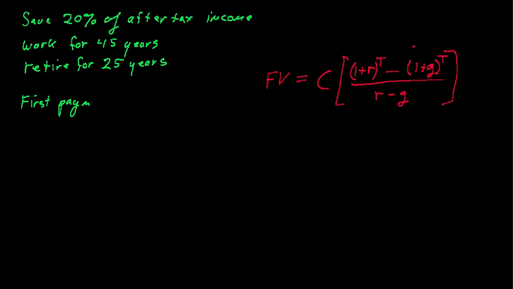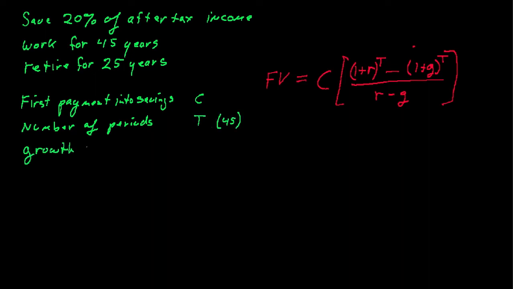The amount of the first payment is C. The number of periods is T. In this case, 45 years, because you are working 45 years and making 45 payments into your retirement account. The growth rate is g. In this case, the rate of your annual raises, and the interest rate that you earn on your savings is r.